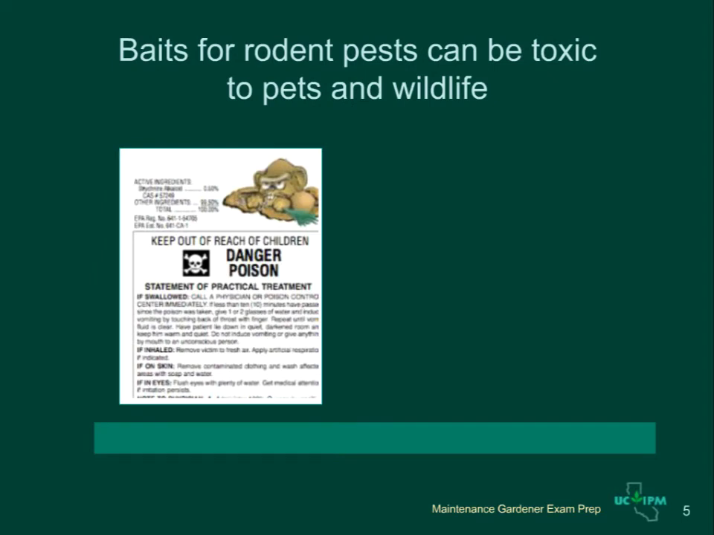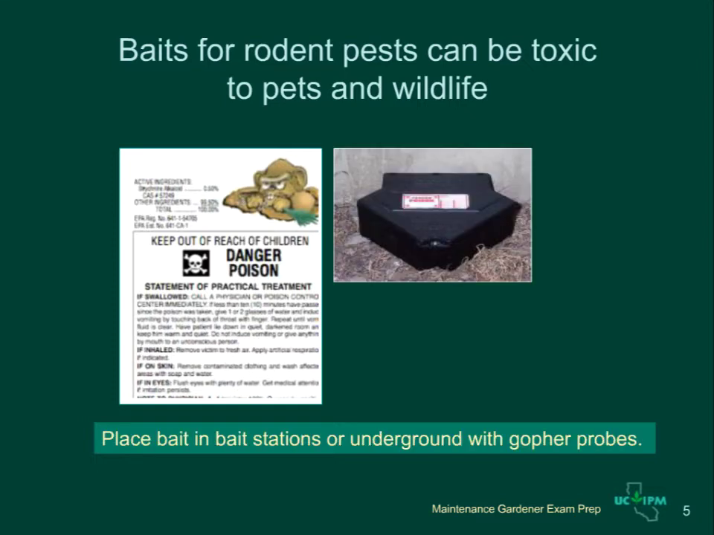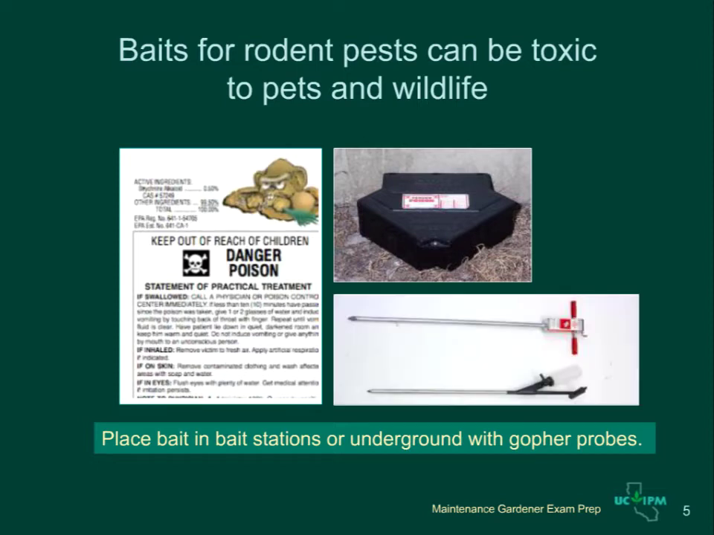Another type of pesticide that can cause serious harm in landscapes is rodenticides. Many of these products have danger signal words and are highly toxic to pets, people, and wildlife. If you use rodenticides, always place them in bait stations or, if applied for gopher control, underground. Special gopher probes are available for applying gopher pellets in gopher tunnels.